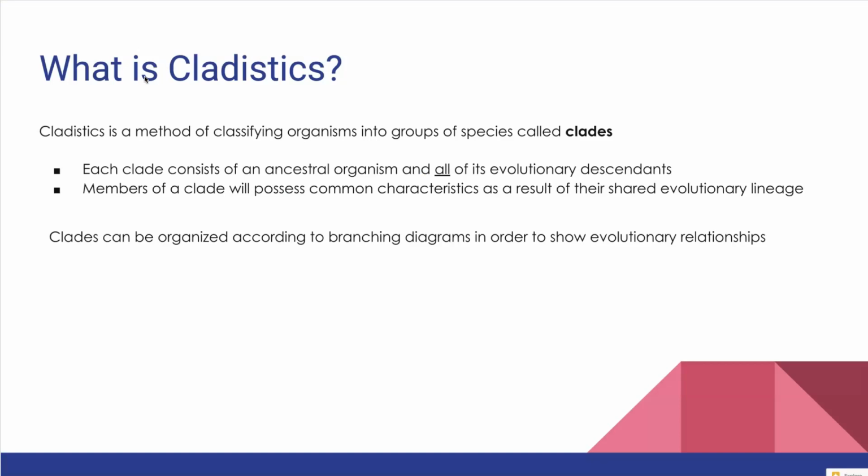So first off, what is cladistics? This is the method of organizing organisms into species, groups of species that are called clades. Okay? So each clade consists of an ancestral organism and every single one of its evolutionary descendants, so everything that came from it. Okay? Members of a clade will possess common characteristics as a result of their shared evolutionary lineage. Those characteristics are what are written along the bottom of the cladogram. And therefore, these clades, these groups of organisms, can be organized into branching diagrams, which ultimately are the cladograms.